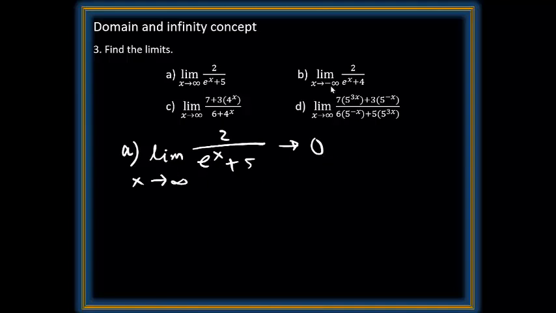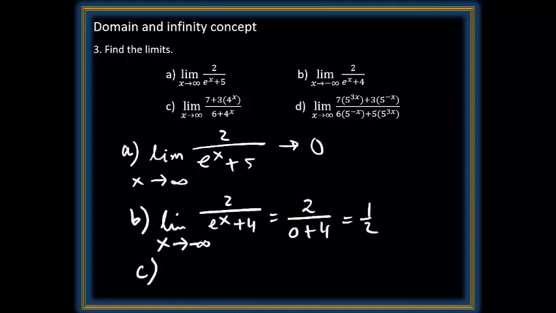Now when you look at b, x approaches negative infinity, and you know e to the x, when x approaches negative infinity, is going to 0. So then you are getting 2 over 0 plus 4. So the second one will give you just 1/2. Just see. I hope it makes sense to you.